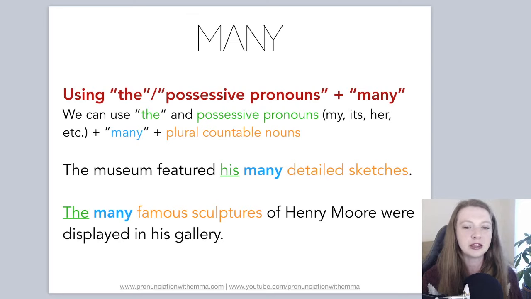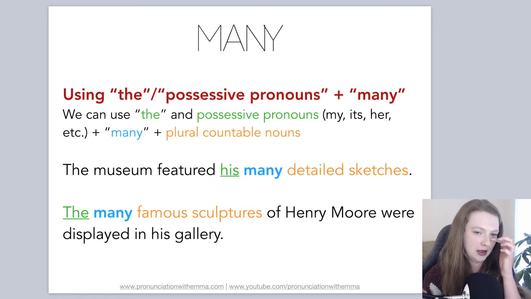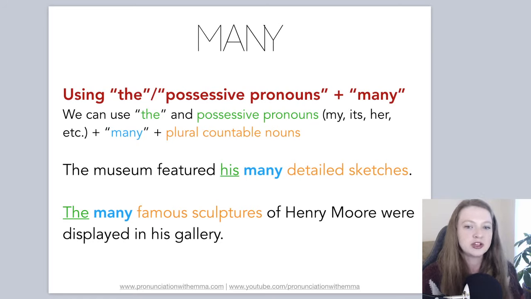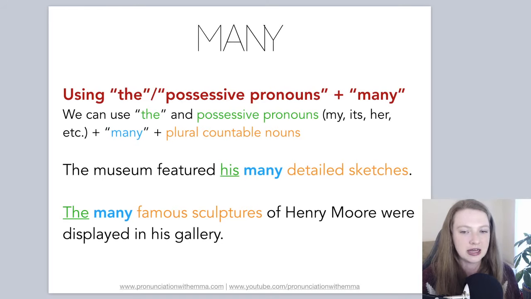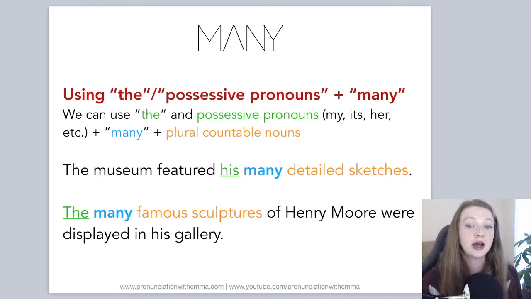So if it was something like "my much money," something like that, it just wouldn't work. You couldn't do it, right? You can only do this structure with many. It doesn't work with much. The museum featured his possessive pronoun, many. We can't use much in any context, only many with this kind of structure. And then the plural countable noun, his sketches.